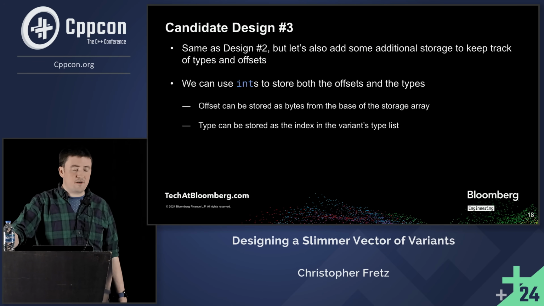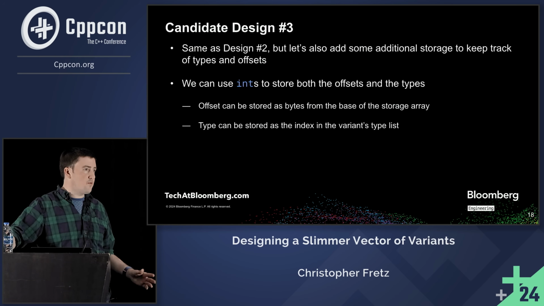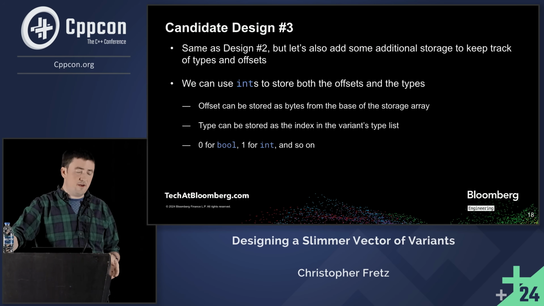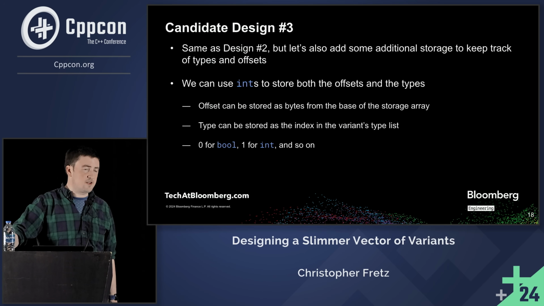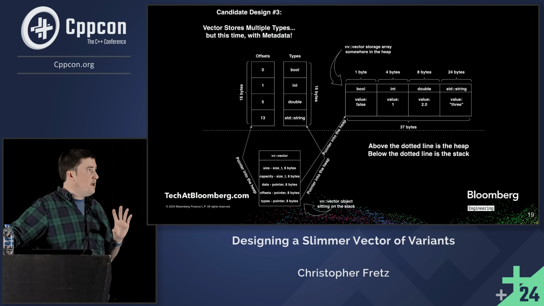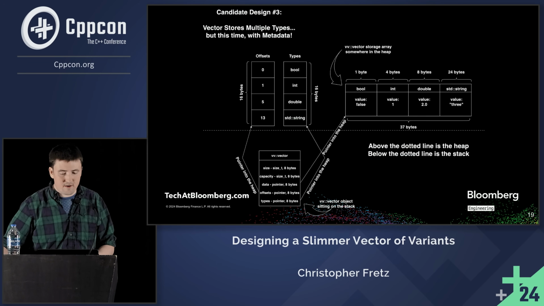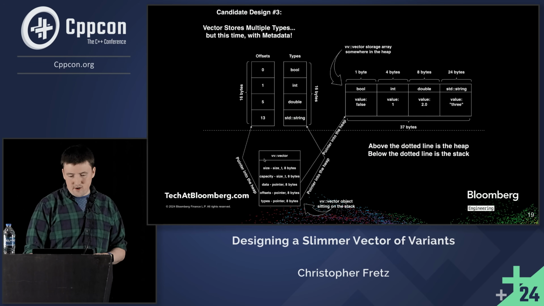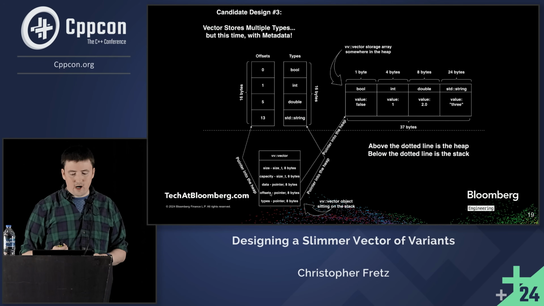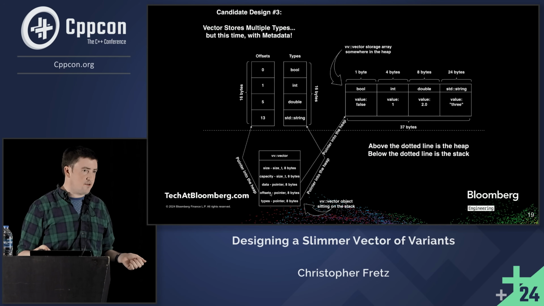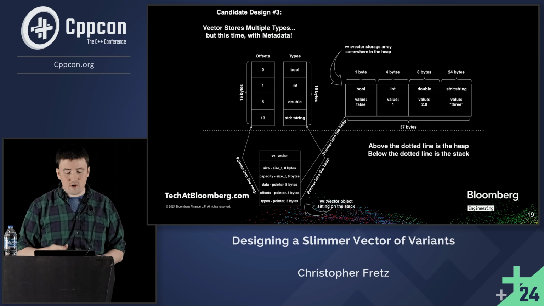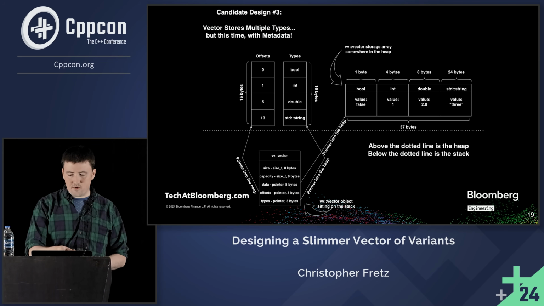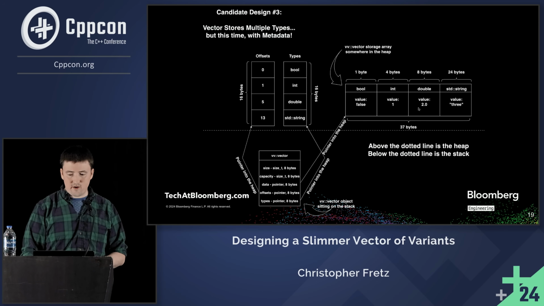The type can be stored as the index in the variant's type list. And so what I mean by this essentially is that in the example that we've been talking about of bool, int, double, std::string, 0 for bool, 1 for int, it's just the index in the type list itself. And so that gets us something that looks more like this. So our vector on the stack here is a little bit bigger. I'm not terribly concerned about the stack usage in this case here because it's constant. It's still not really that big. But we do have 2 additional pointers here. So the primary storage array itself still looks the same over here.